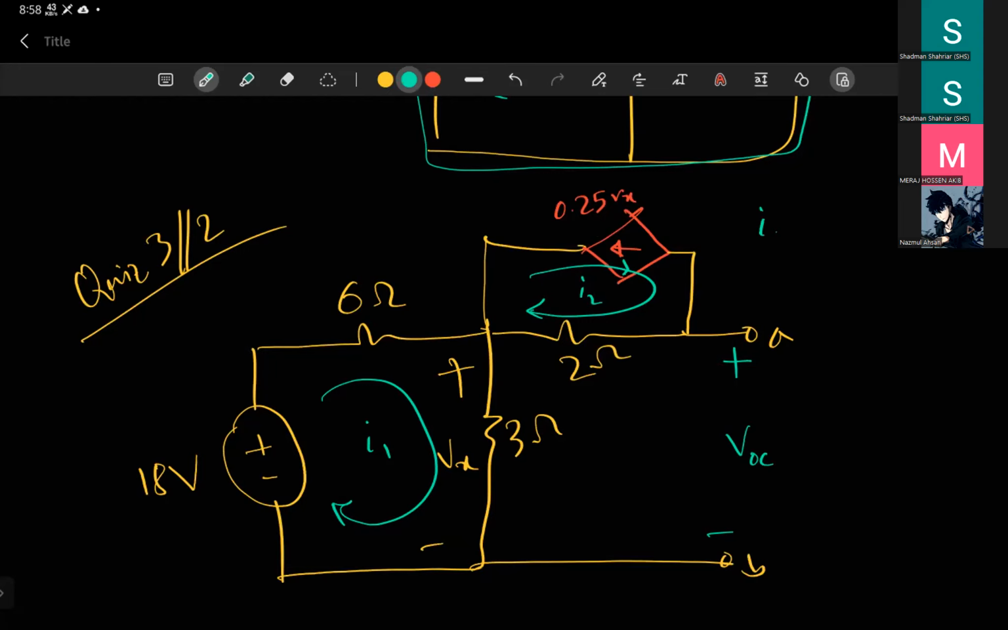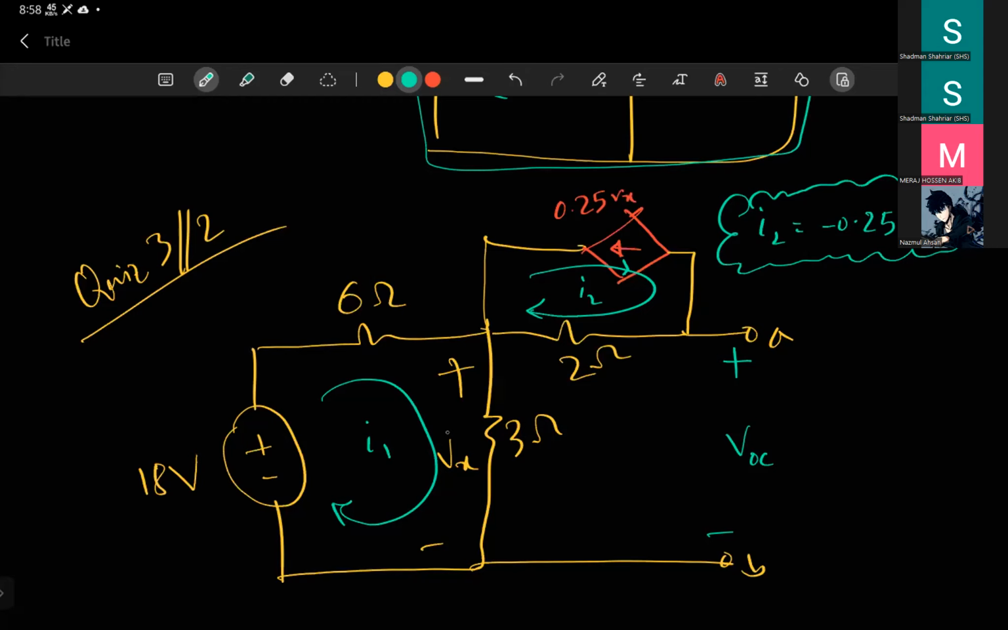Any confusion here? So this is an equation. The other most common mistake is students forget to write the equation for Vx. So this is our Vx, right? Vx in terms of our mesh current. The voltage across the 3 ohm resistor is basically Vx.